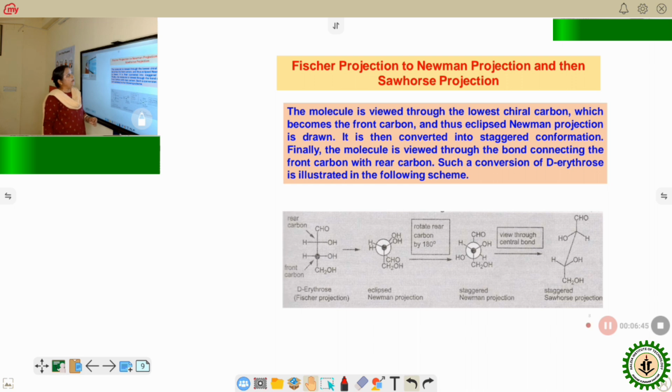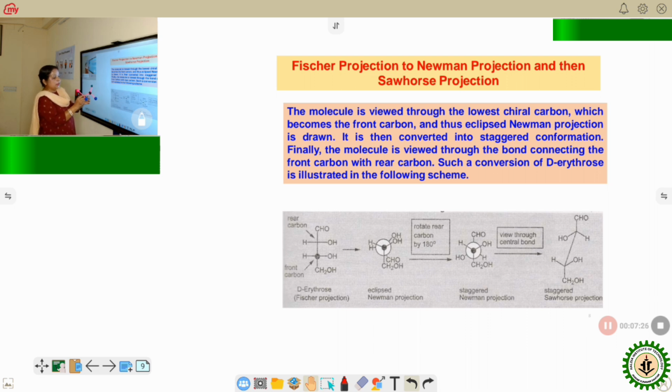That is how we can convert the Fisher projection formula to the Newman projection formula, and then to the Sawhorse projection formula. So we will take a compound which has two carbon atoms, each linked with four different types of groups. Now we can express this in this manner. If you see this compound, it is CH2OH, OH, H, OH, H, and CH2.